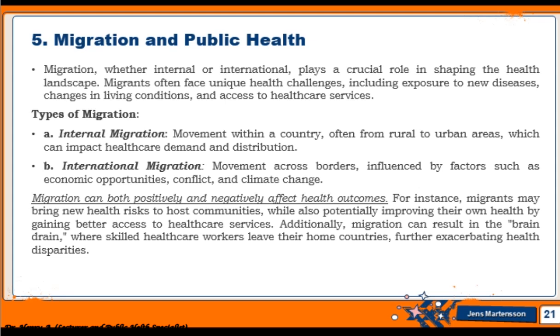What are the types of migration? You have the internal migration. This refers to the movement of people within a country, often from rural areas to urban centers, in search of better economic opportunities. They want a better economy, they want a better system, better health facilities, better job opportunities. And so internal migration can strain urban healthcare systems as the demand for services in cities increases.